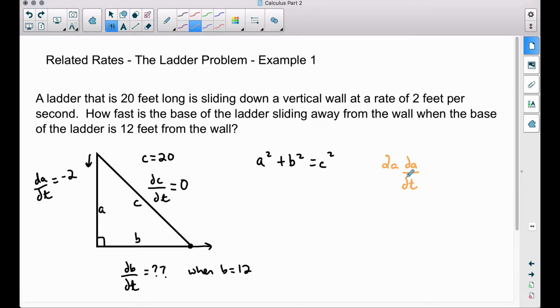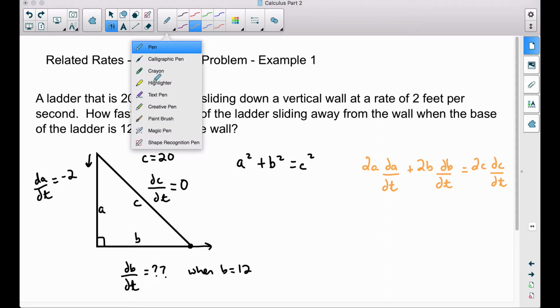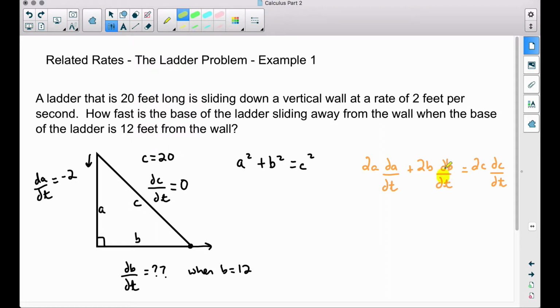So right off the bat, we have 2a dA/dt. I took the derivative of a squared, which is 2a, and since we are differentiating with respect to time, tack on your dA/dt, plus 2b dB/dt. Same thing there, differentiating b squared, just like a squared, we tack on our dB/dt. And this is going to be equal to 2c dC/dt. Now we're trying to find dB/dt.